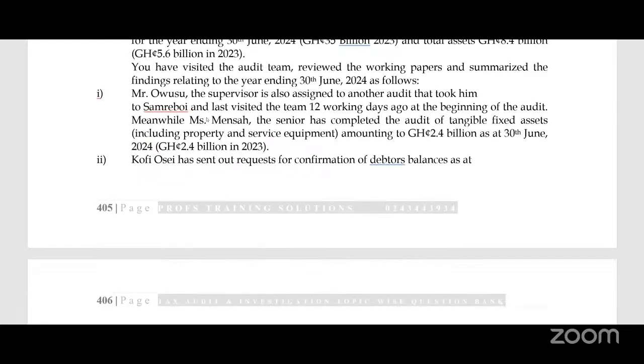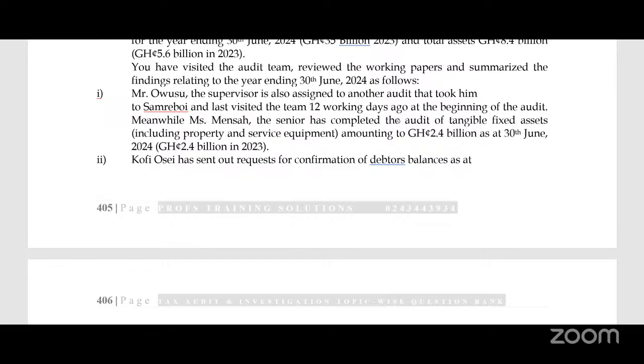What do you guys think? Even though you haven't started advanced audit or you are yet to write it, do you think there's quality here? No, there isn't. Why? Well, the team supervisor hasn't been with the team for 12 working days since the beginning of the audit. Okay, nice. Let's continue.